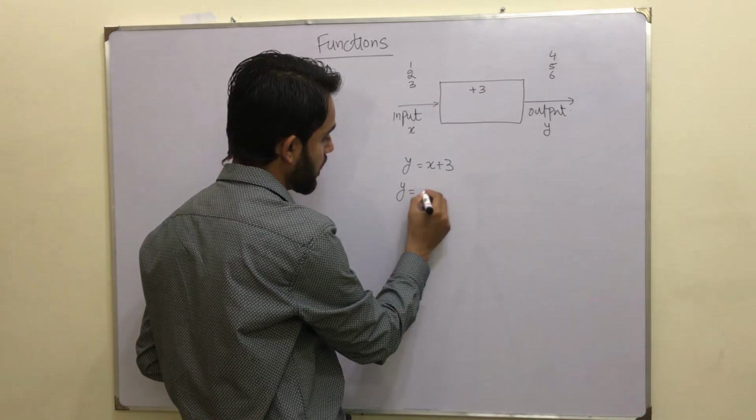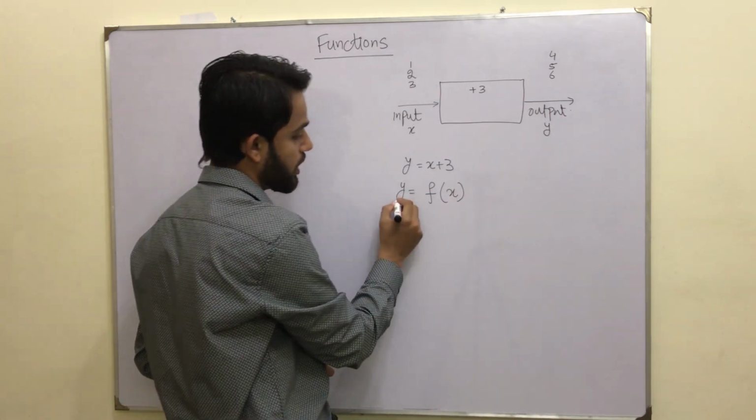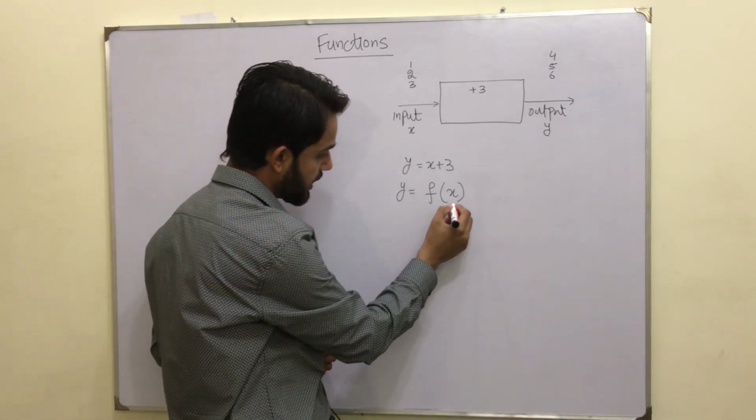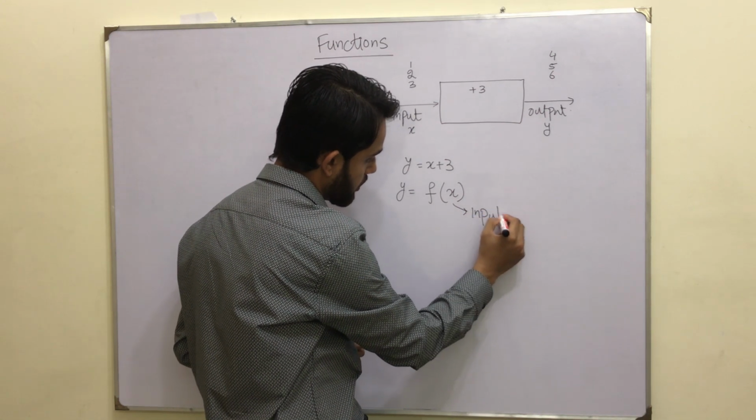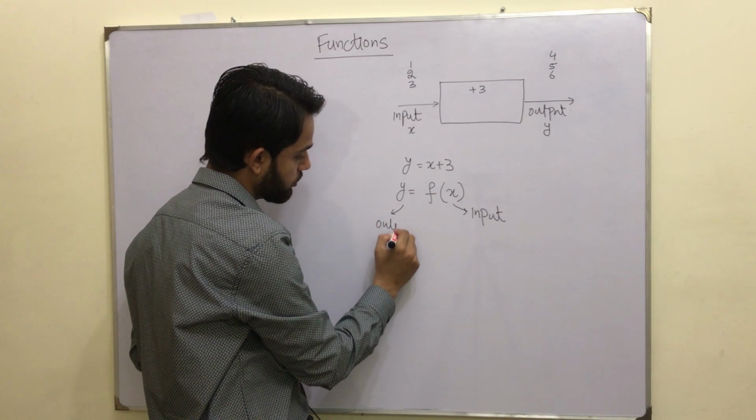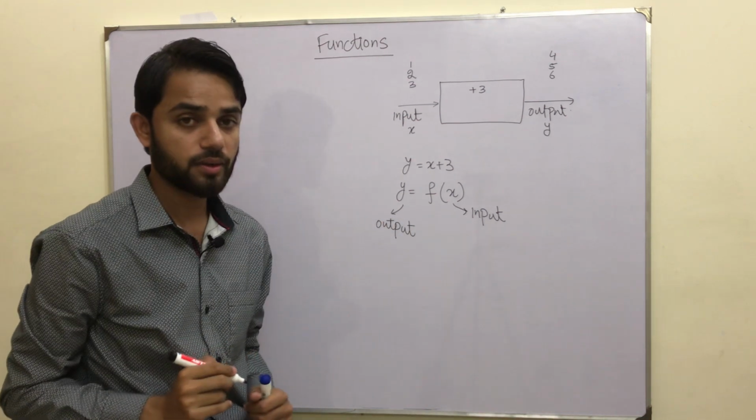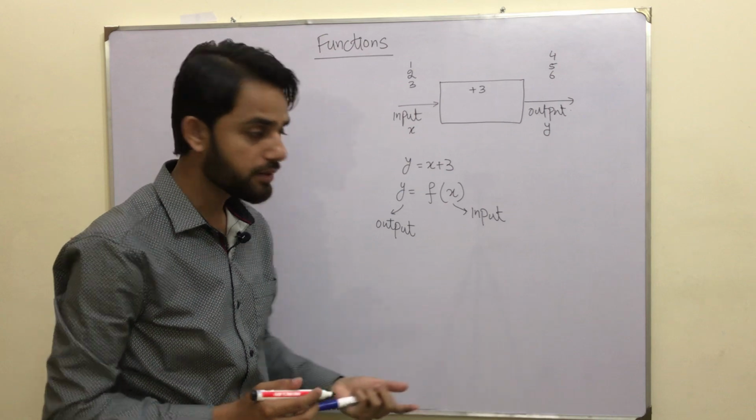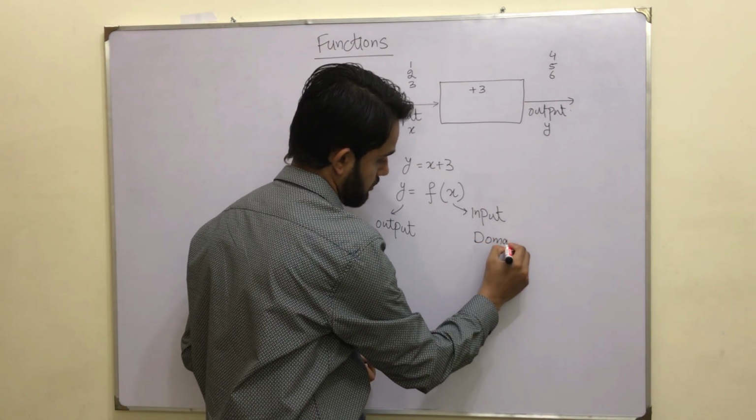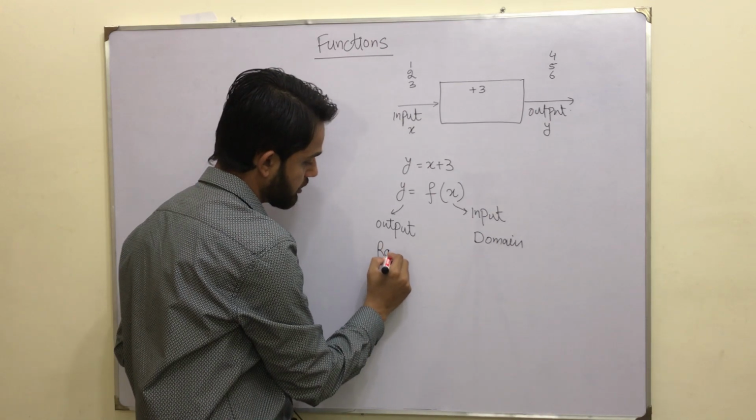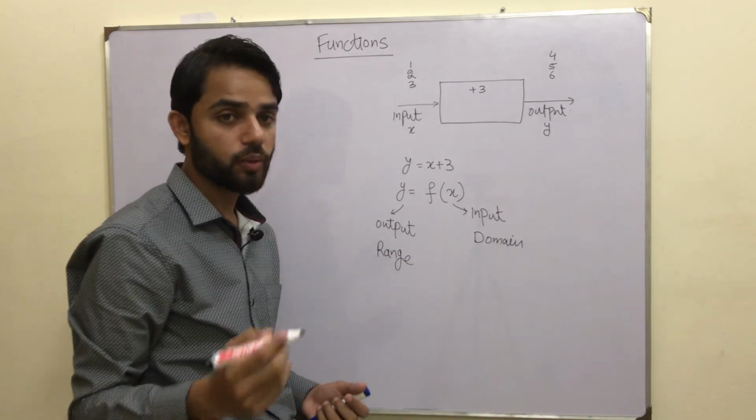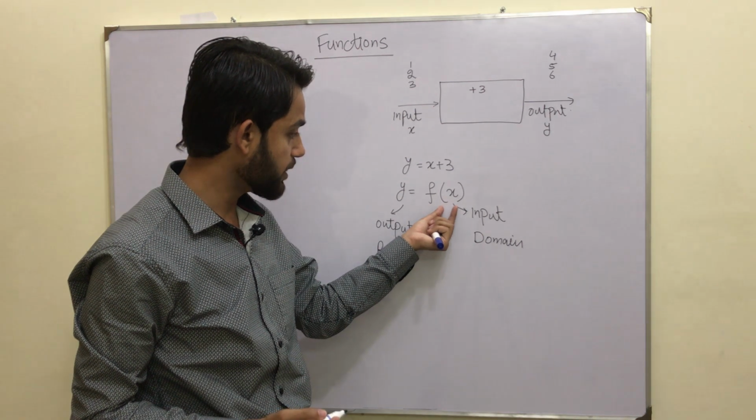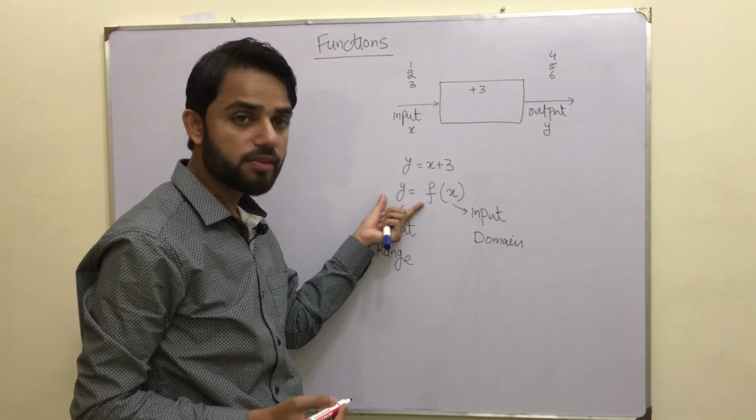We can also write y = f(x), where y is a function of x. Over here we also know that x is our input and y is the output. We can also say that x is your domain and y is your range. For different questions and different situations, we use different names. We can also say that x is your independent variable and y is your dependent variable.